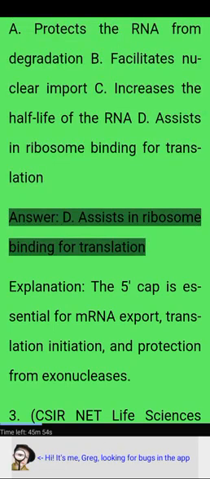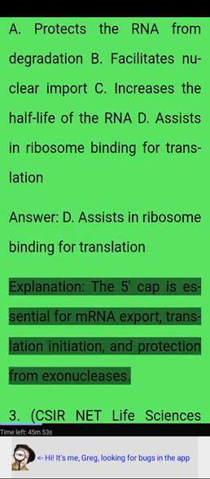Answer: D, assists in ribosome binding for translation. Explanation: the 5' cap is essential for mRNA export, translation initiation, and protection from exonucleases.